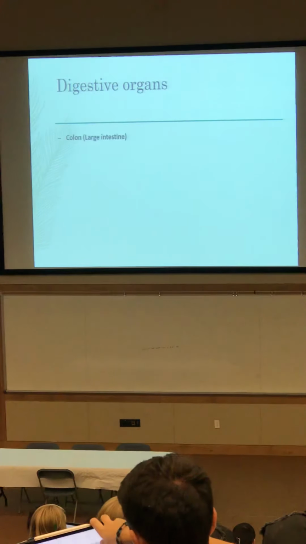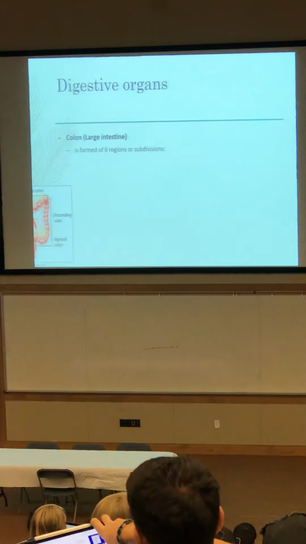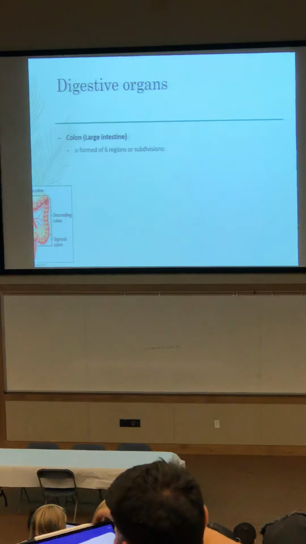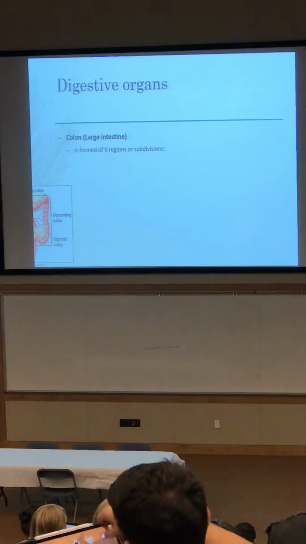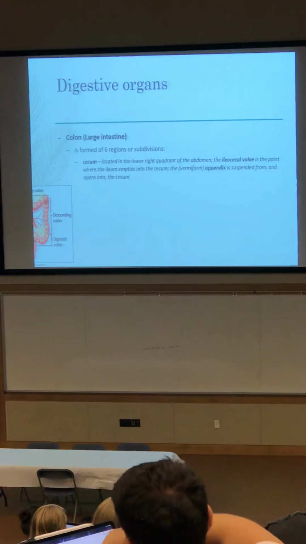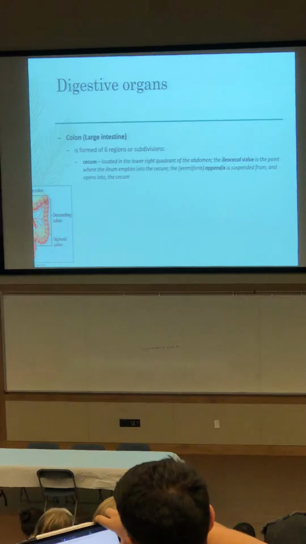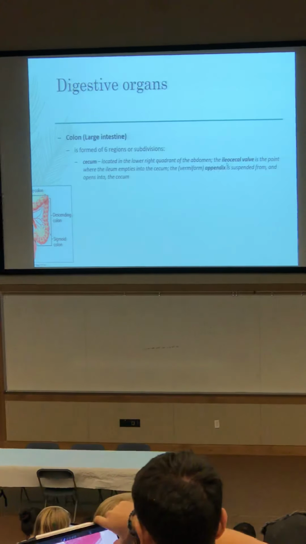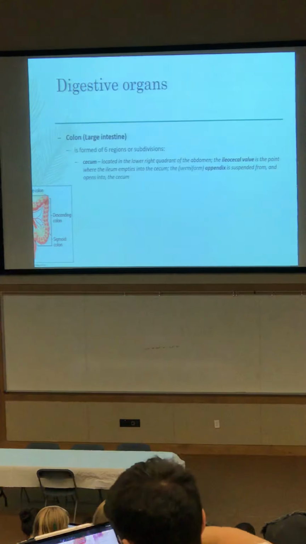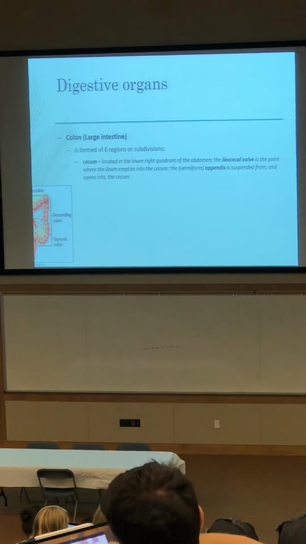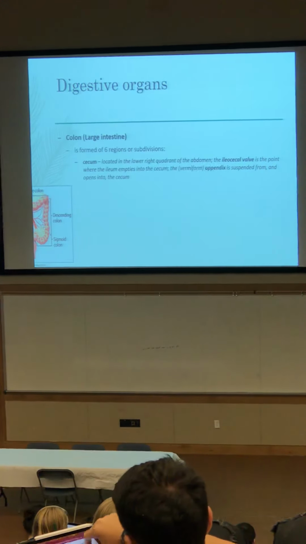Okay, let's go to the large intestine, also called the colon. It's formed of 6 regions. I think Dr. Escobar already went over these with you in her lecture. So remember, there's the cecum that has the ileocecal valve, and that's the connection between the small intestine and large intestine. We have the appendix hanging off of the cecum. We looked for that the other day. Some cadavers had it, some didn't.